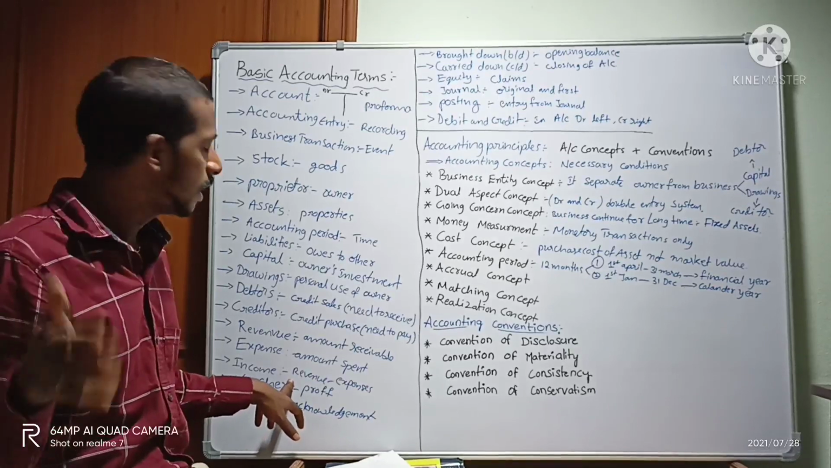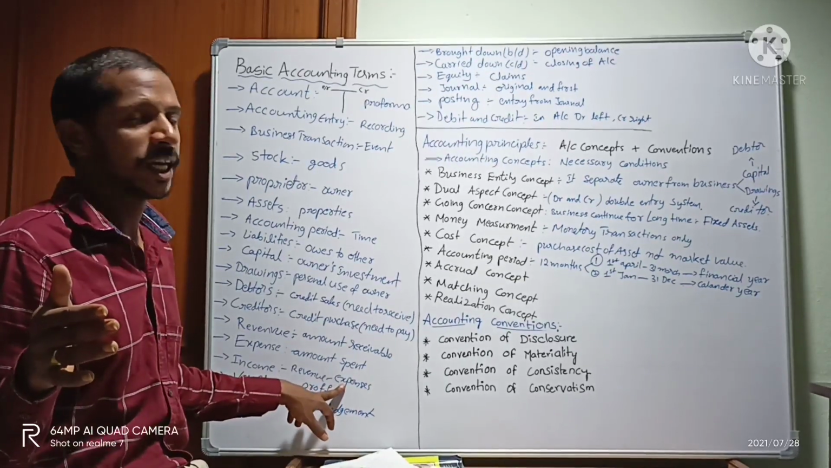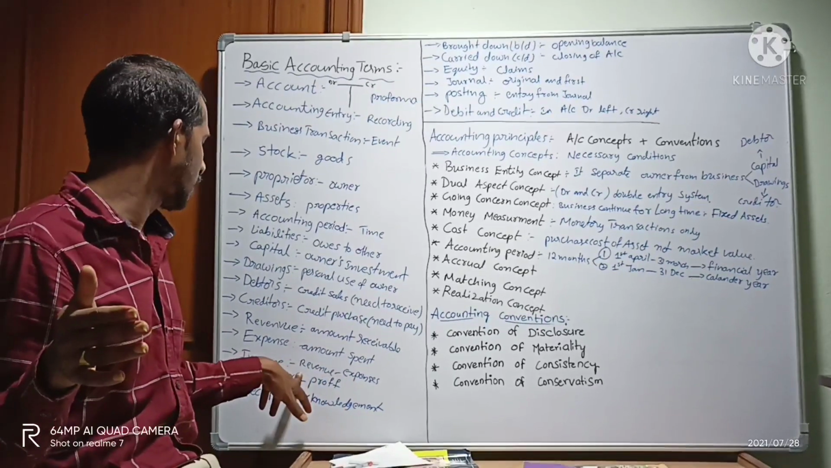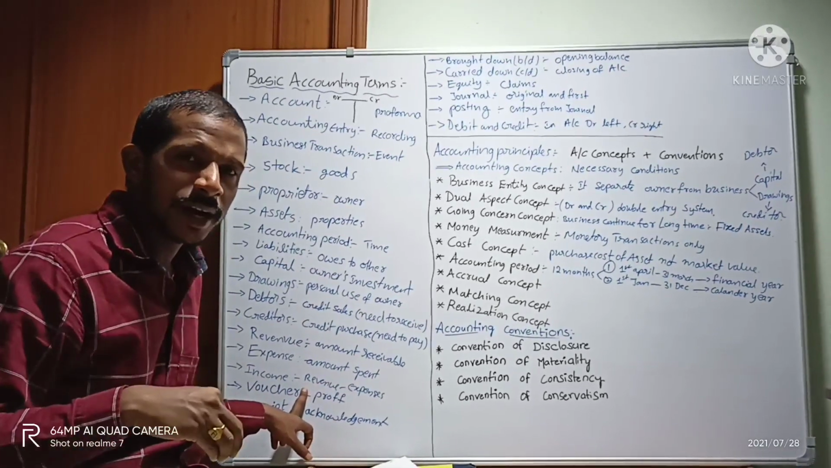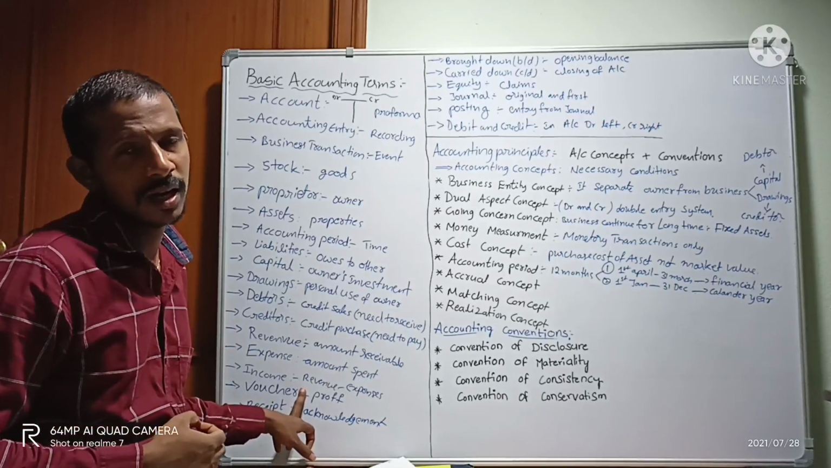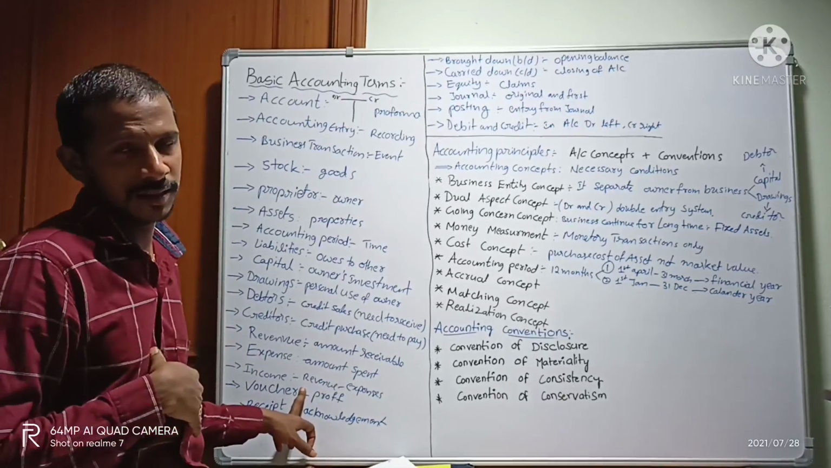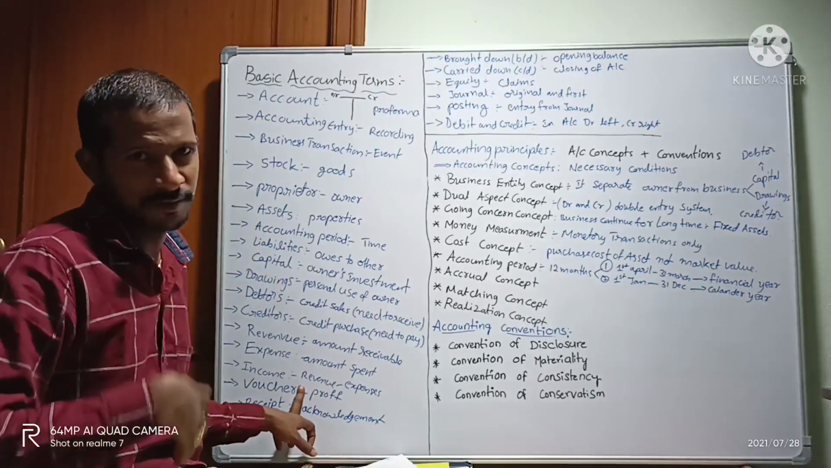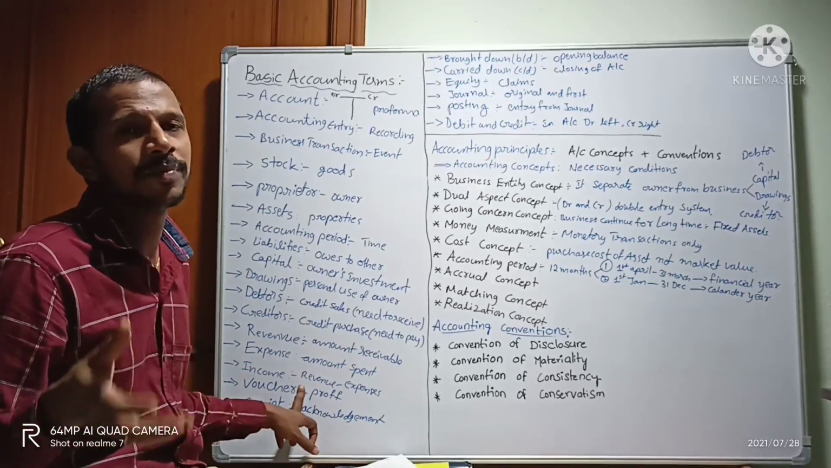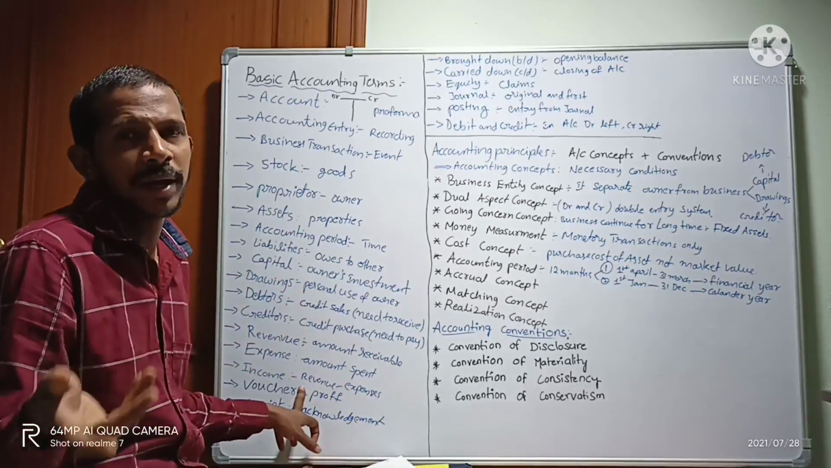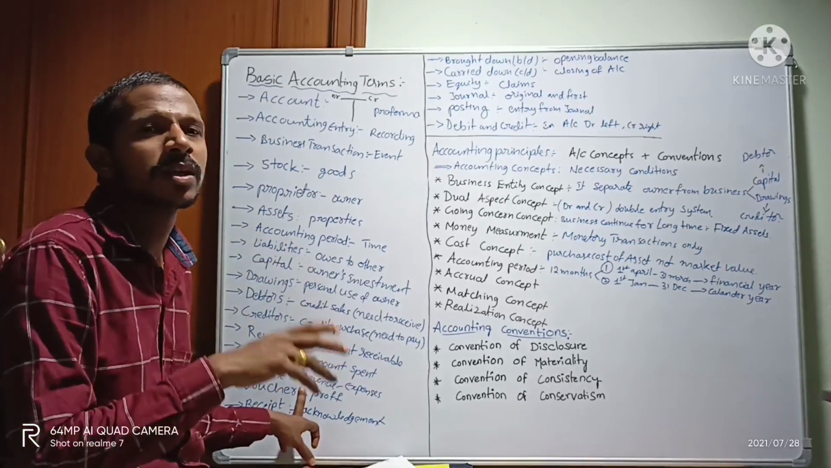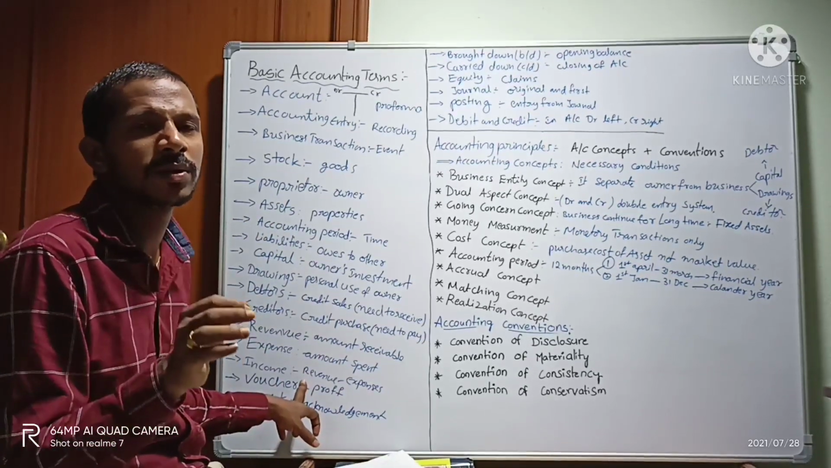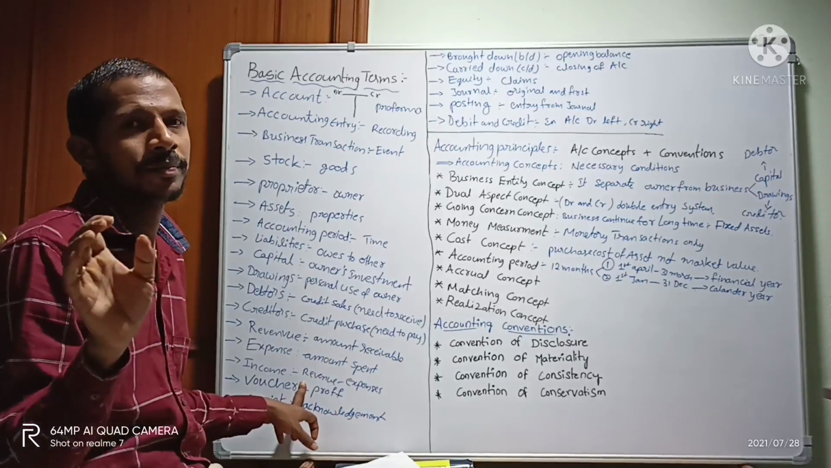Income. Income means revenue minus expenses. How will you get the income? Revenue minus expenses. Revenue means received, and we are paying something. So received minus paid. For example, received 10,000, paid 5,000. 10,000 minus 5,000, the remaining 5,000 is the income.